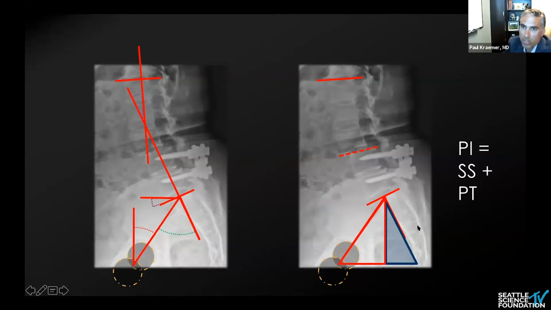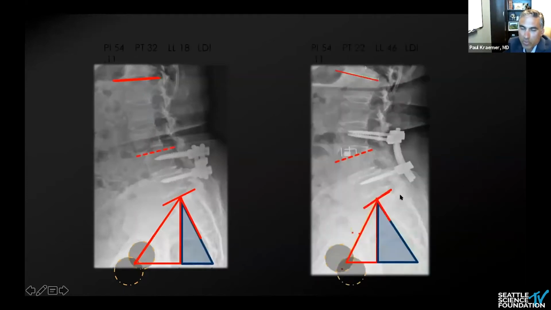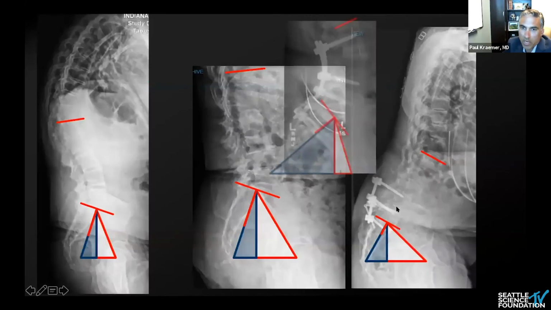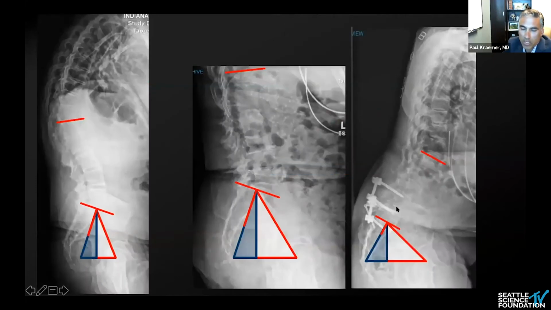The big triangle is your pelvic incidence. The small triangle is your sacral slope. The anterior triangle is your pelvic tilt. So now you have all the same information demonstrated in front of you. And as we saw from this case presentation, you can visually see the pelvic tilt decreasing and the sacral slope increasing. You can also visually estimate what is a large pelvic incidence.